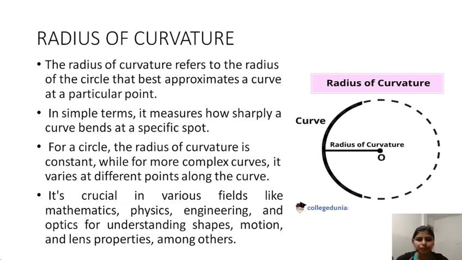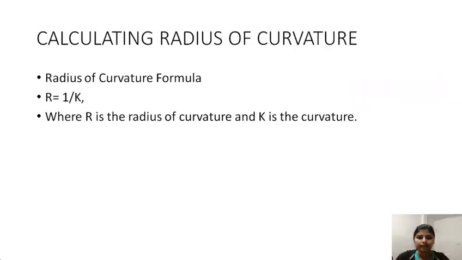Let's come to the radius of curvature. The radius of curvature refers to the radius of the circle that best approximates a curve at a particular point. In simple terms, it measures how sharply a curve bends at a specific spot. For a circle, the radius of curvature is constant, while for more complex curves, it varies at different points along the curve. It's crucial in various fields like mathematics, physics, engineering, and optics for understanding shapes, motion, and lens properties, among others. Let's come to calculating radius of curvature.